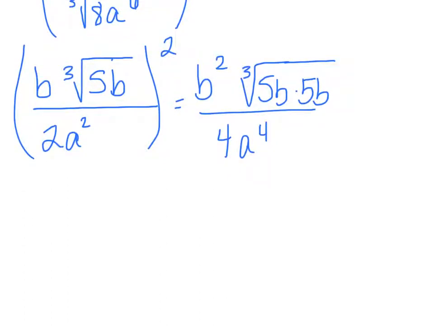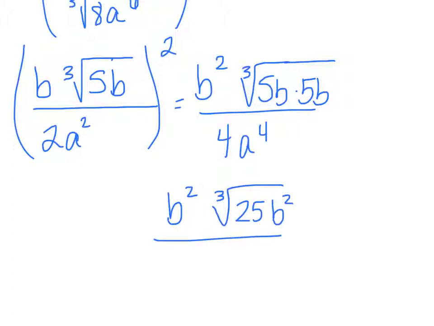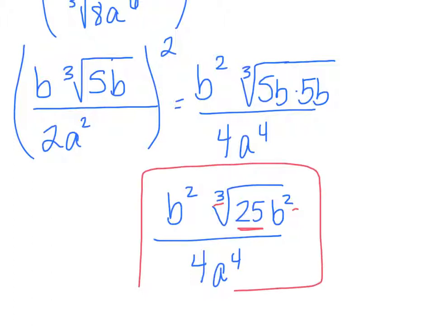So further simplifying, you'll have b to the 2nd, the cube root of 25b squared, over 4a to the 4th. And now you just want to make sure that you can't break down 25 anymore, or the b squared. If the exponent is smaller than the root, so since 2 is smaller than 3, I know that I'm as far as I can simplify within the variables. And 25 can only be broken down into 5 and 5, and I need a group of 3 in order to break it out. So this is your final answer.